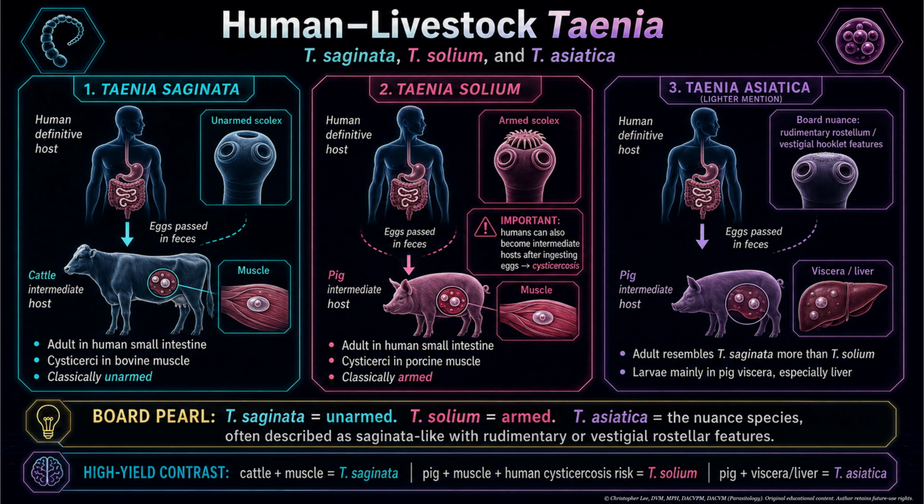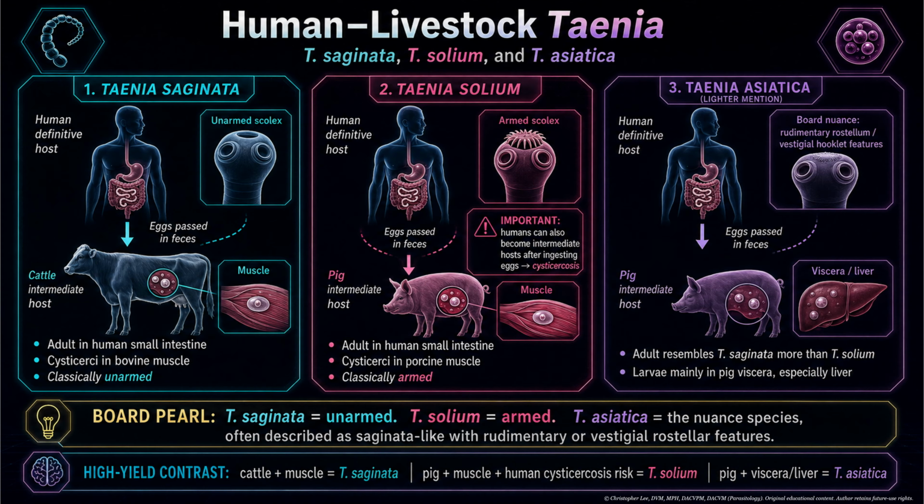The adult scolex is classically unarmed. Taenia solium is the pork tapeworm. Humans are again the definitive hosts, pigs are the usual intermediate hosts, and cysticerci develop in porcine muscle. Here, the adult scolex is classically armed.